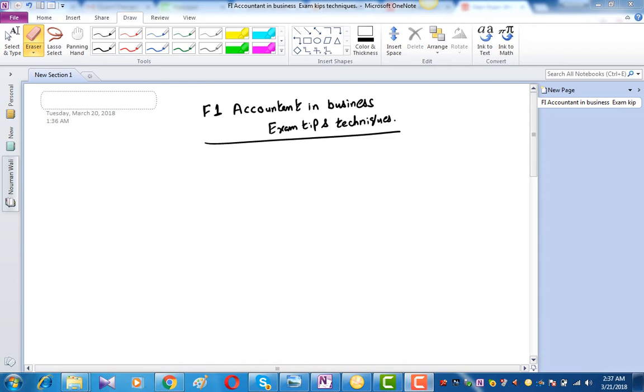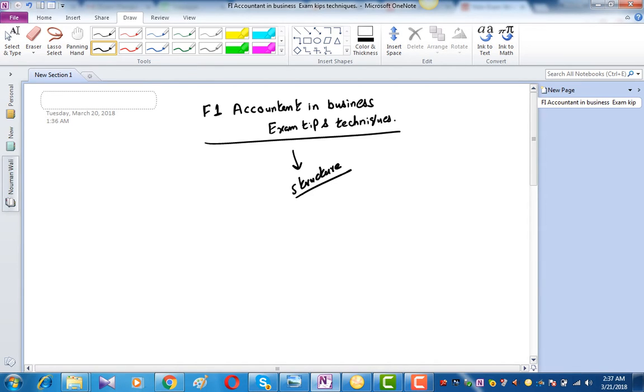Today I am going to discuss essential points which every student should keep in mind. Every paper in ACCA has a separate paper technique. First we have to understand the structure of the exam. So the first thing is structure. You need to understand the basic structure of the F1 exam.